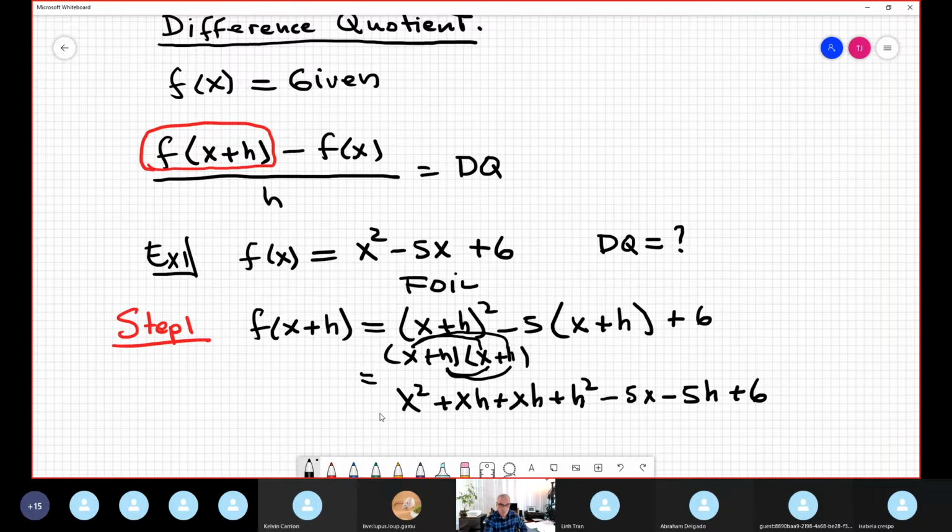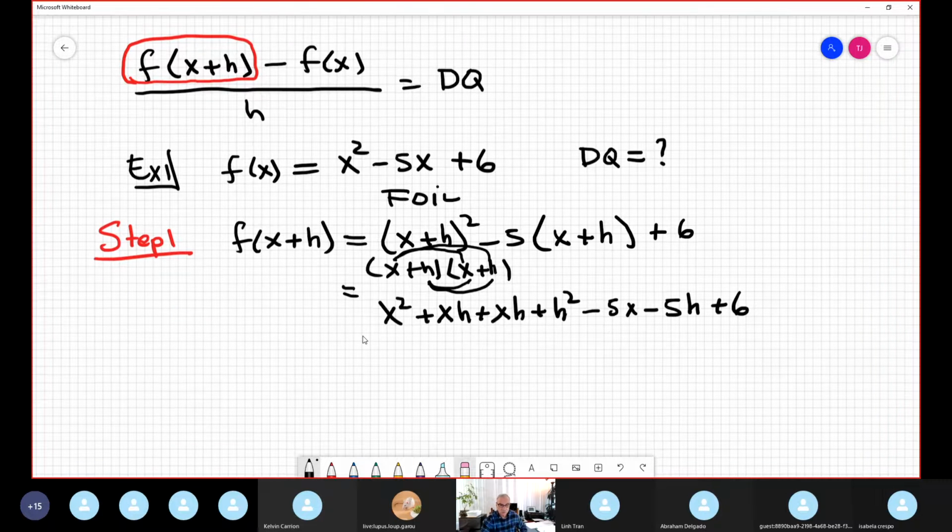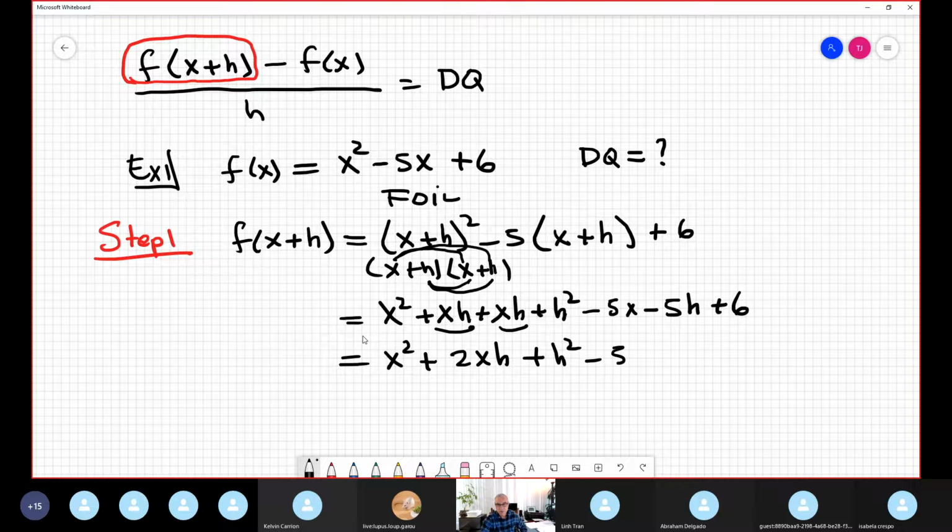Well, almost. I need to combine like terms. So it's x squared plus 2xh, because it's the same, twice, plus h squared minus 5x minus 5h plus 6. Can we combine this and this? No. Leave it like that. It's perfect. We did step one.